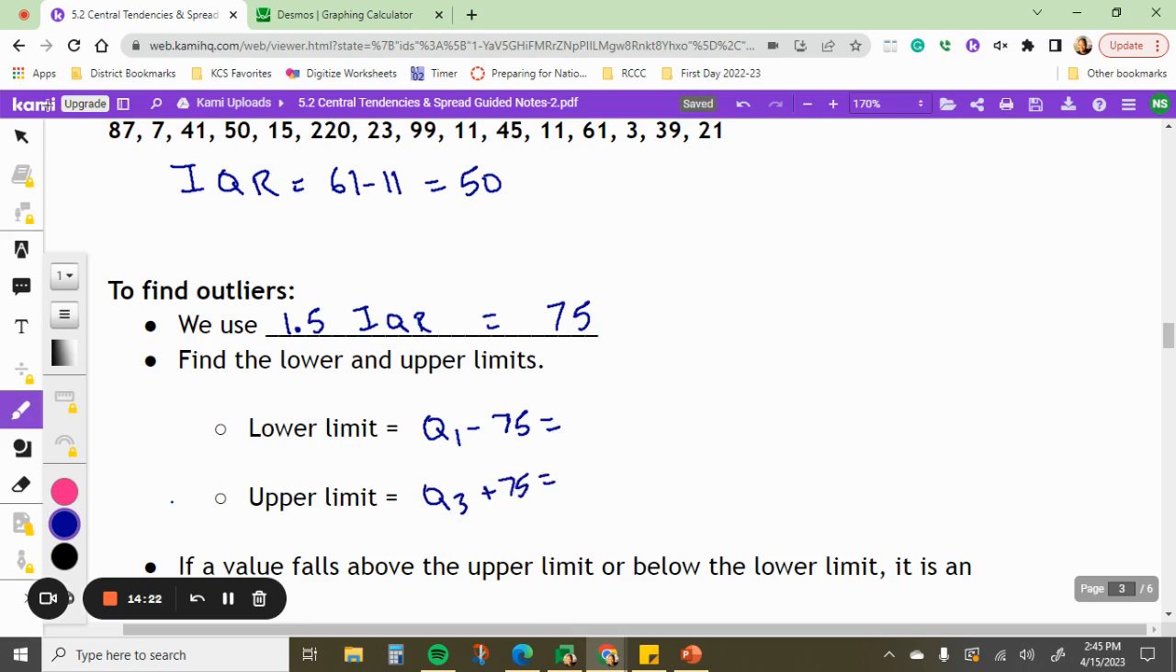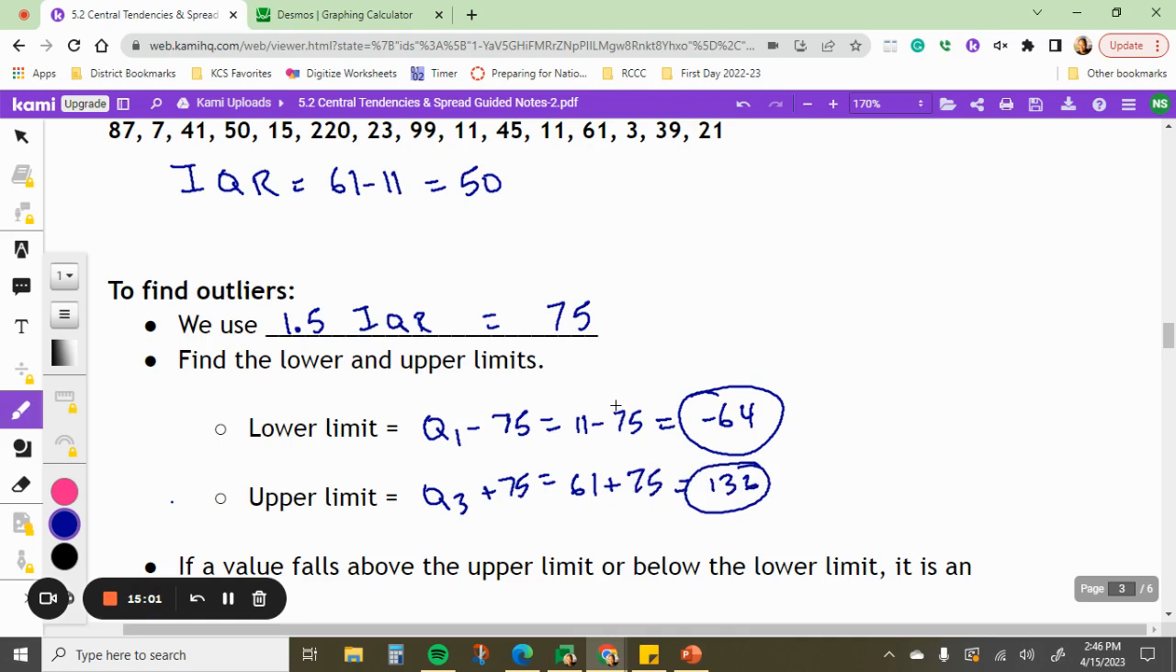Basically, any numbers that are smaller than the lower limit and any numbers that are bigger than the upper limit are going to be considered outliers. So Q1 minus 1.5 IQR, basically that's 11 minus 75. 11 minus 75 is a negative 64, so that's my lower limit. My upper limit, we want to use Q3 plus 75. My Q3 is 61, so I'm going to add 61 plus 75, and I get 136.